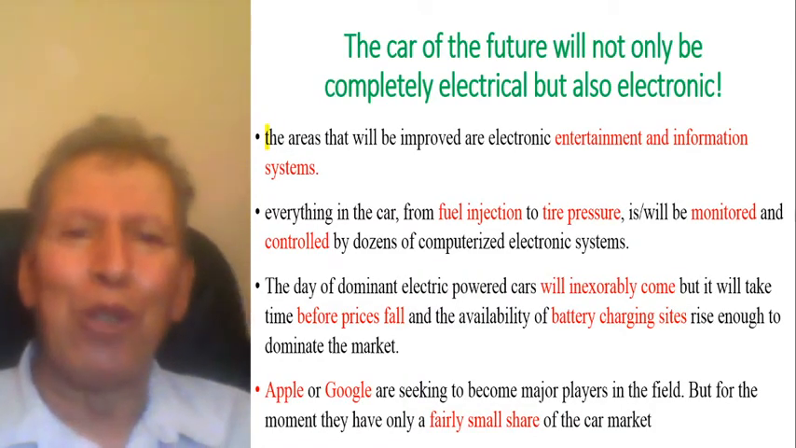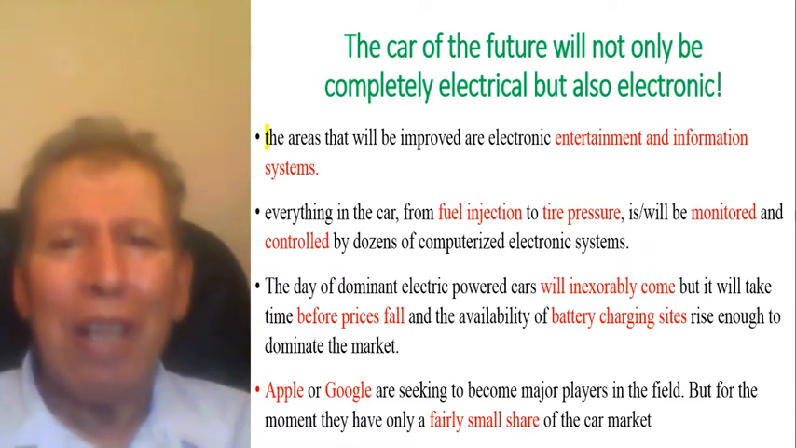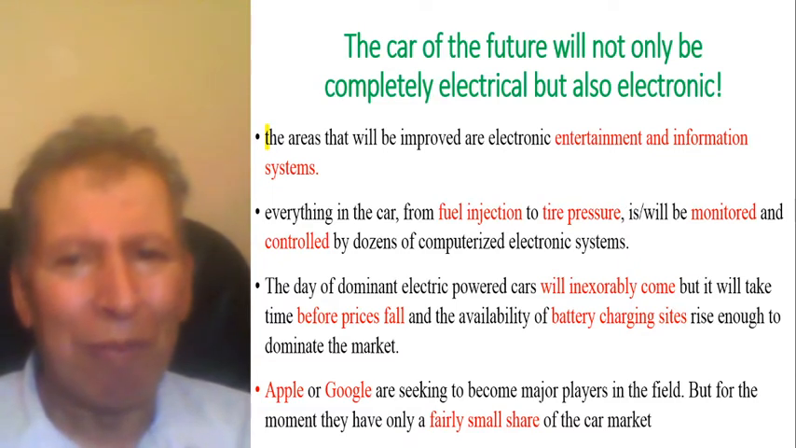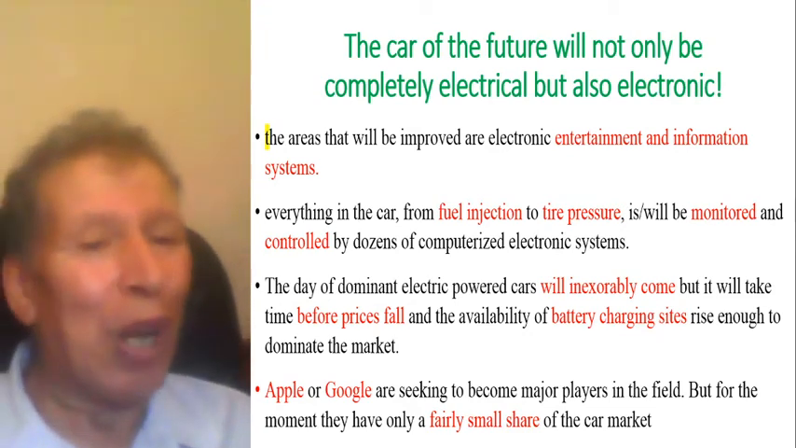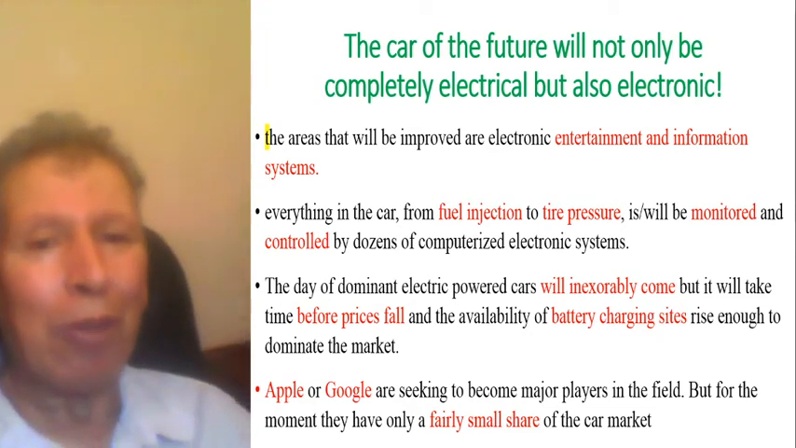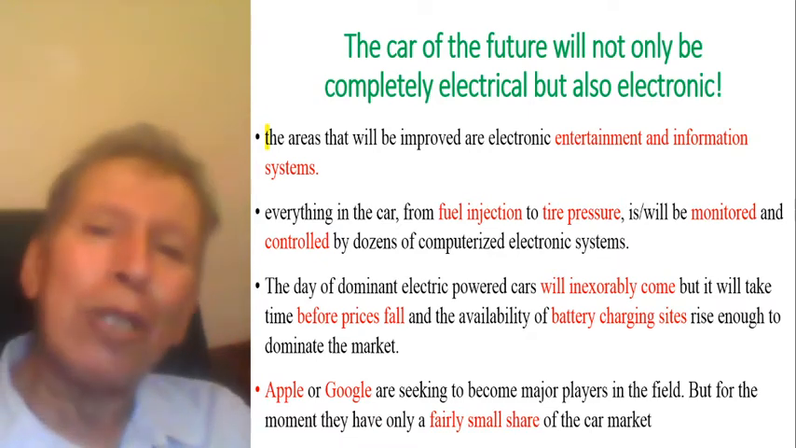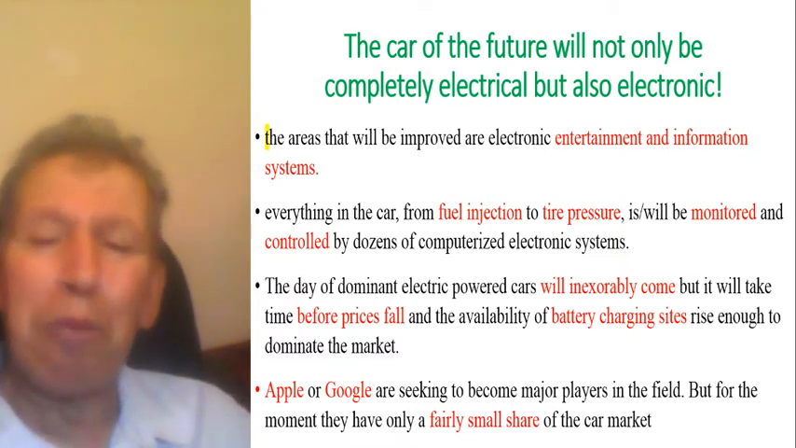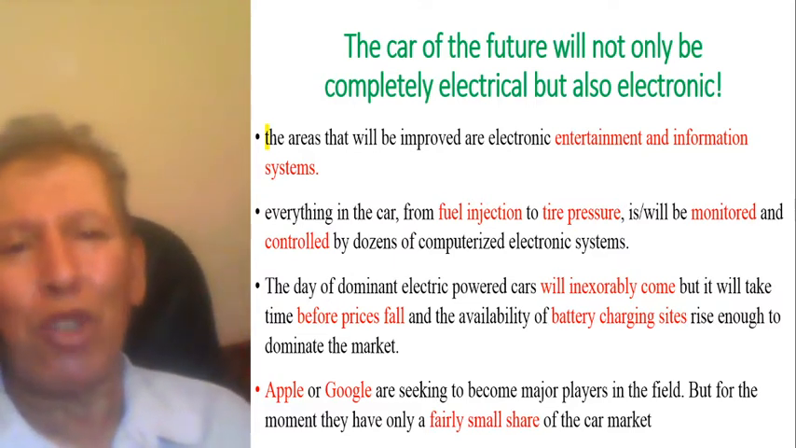The car of the future will not only be completely electrical, but also electronic. There are two main areas for that: entertainment and information systems. And there's a lot of information going on about the road, about conduction, about safety, about lots of things. Information, but also entertainment, music or pictures. We don't know. So the purpose is to make the journey in the automobile enjoyable.